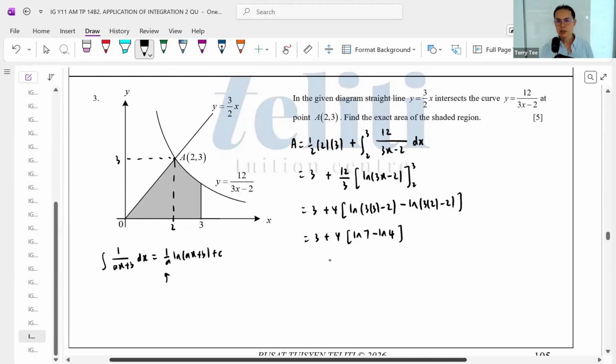Okay, so can we simplify this? Yeah, the number is a bit ugly, but they say exact area. So we leave it in exact form. So number 1, I think I can combine this to 7 over 4. In logarithm, minus combine becomes divide. Then number 2, I just keep the 4 in front. Don't need to do anything. This will be your area in square unit.